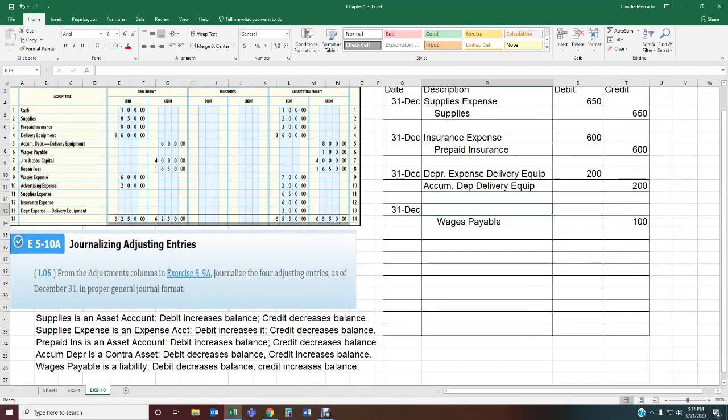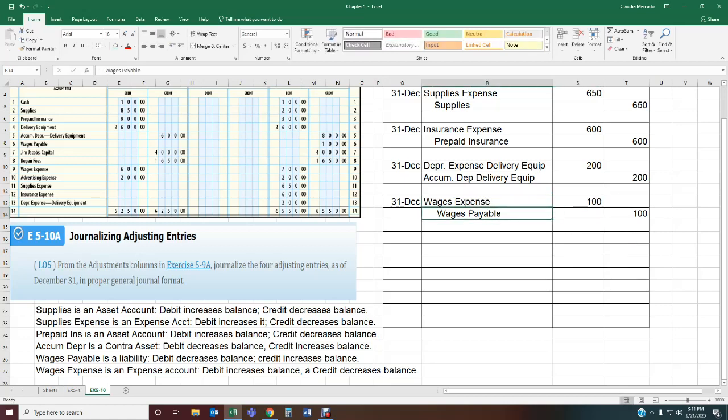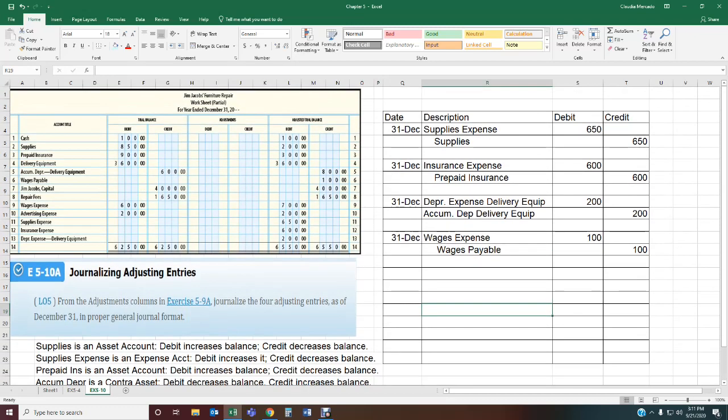So how do we increase? Wages expense is an expense account. A debit increases the balance. A credit decreases the balance. So in this case, my wages expense increased from 6 to 7. It increased by $100. So because it increased, I'm going to debit my wages expense account by $100. Remember, you always have to have a debit and a credit.